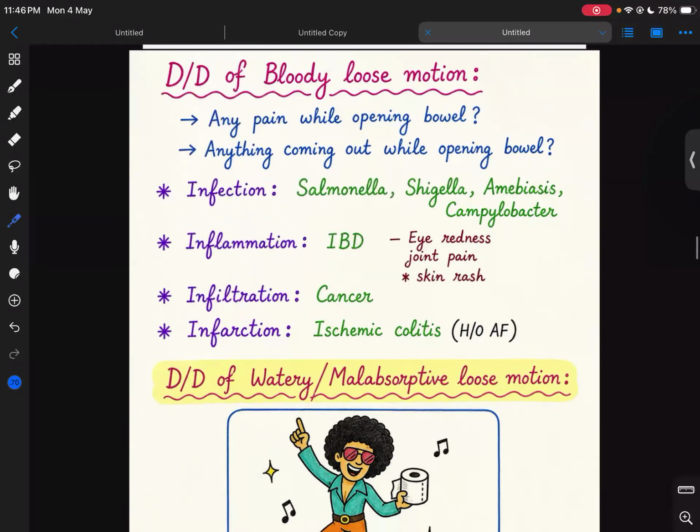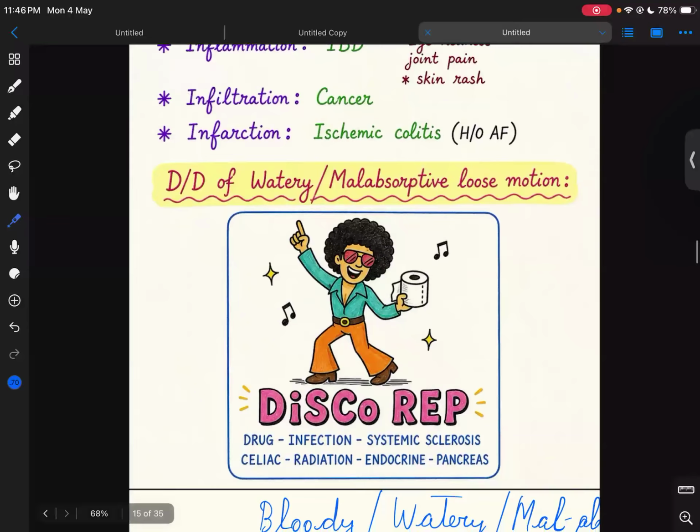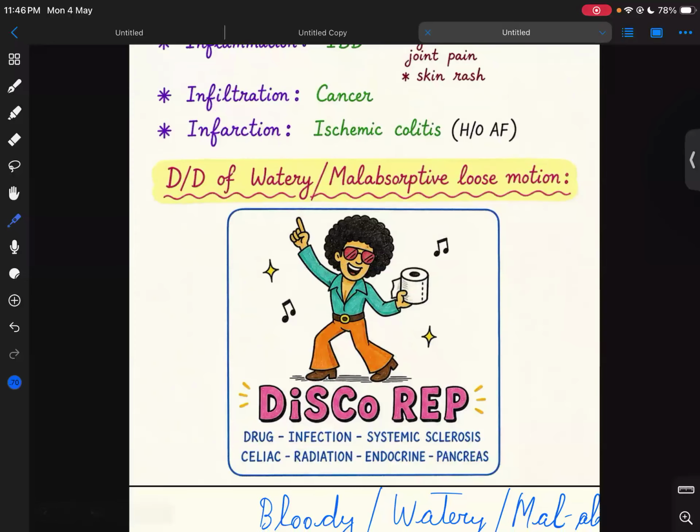Okay. The next DD is for the watery and the malabsorptive loose motion. And the DD is going to be the same for both. So I'm just going to say that the differential diagnosis of watery loose motion or malabsorptive loose motion is going to be the same. Any pathology that can cause watery loose motion can also cause malabsorptive loose motion. There is a mnemonic I have prepared.